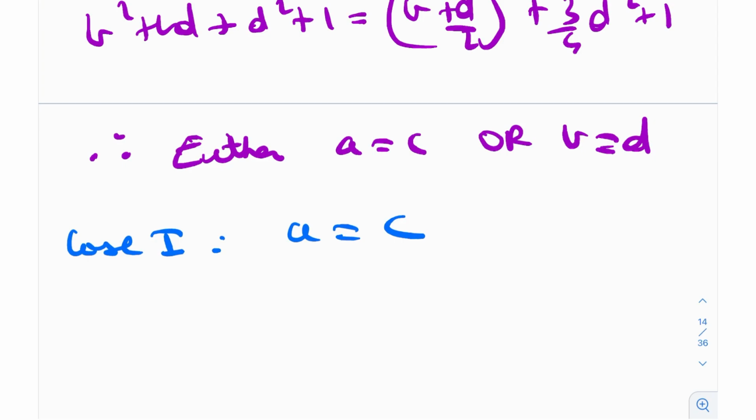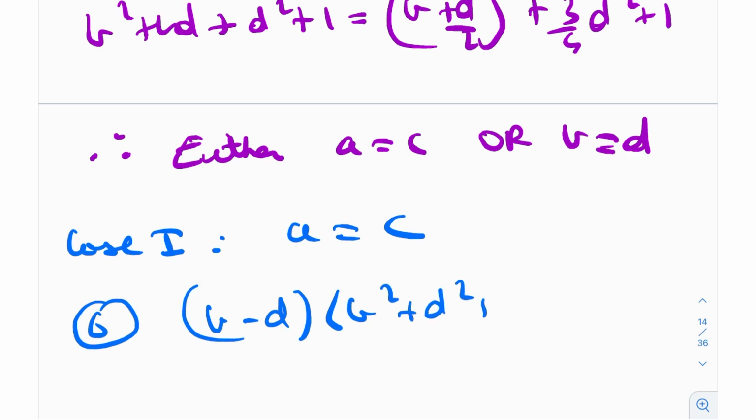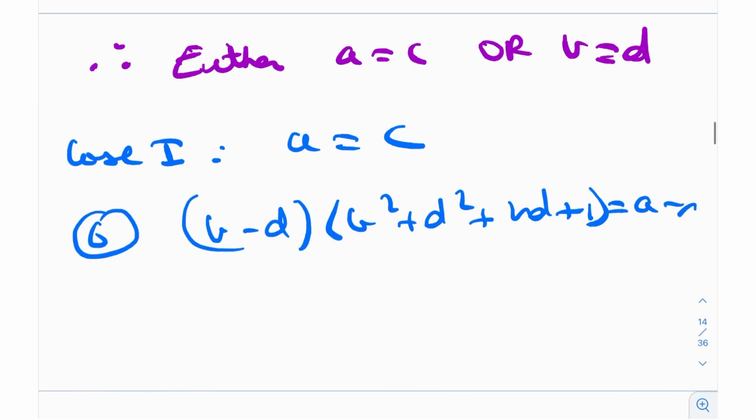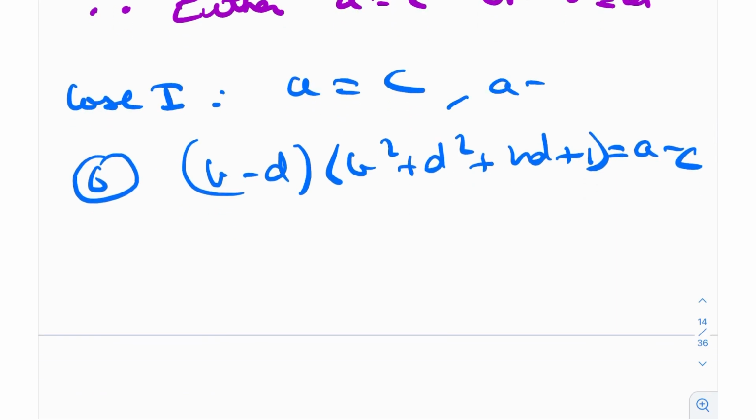Now from equation number 6, what did we have? We had b minus d times b square plus d square plus bd plus 1 is equal to a minus c. Now if a is equal to c, that means that a minus c is 0. This is 0. So obviously this has to be 0, because this thing obviously will never be 0.